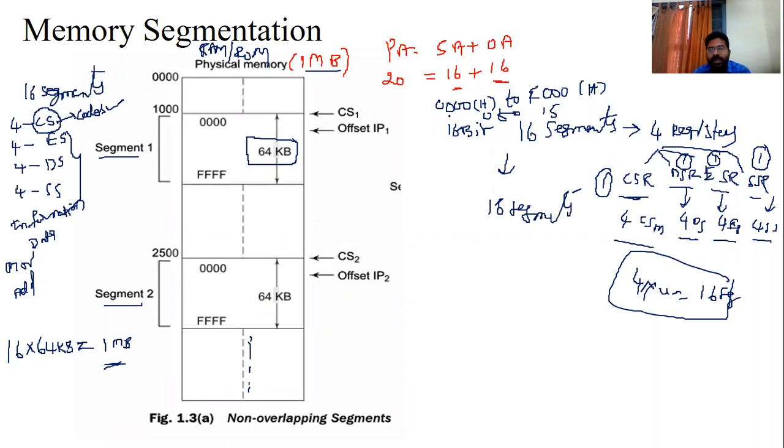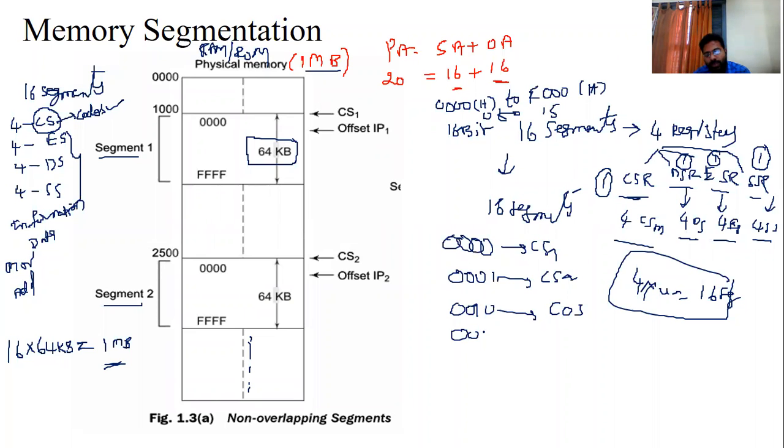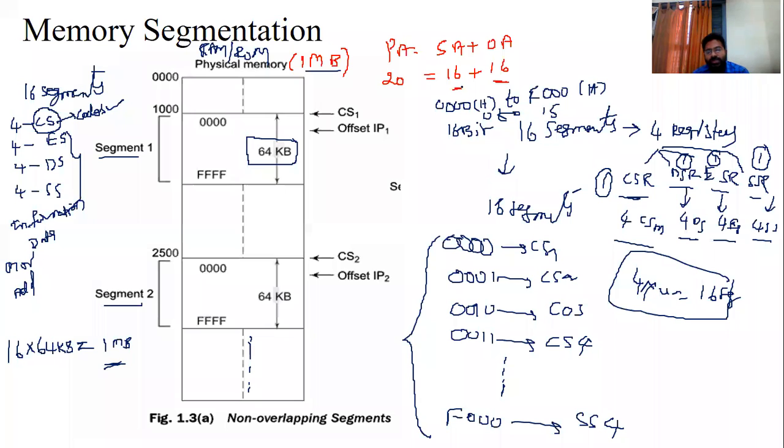A 16-bit address will identify the segments. Suppose 0000 will identify code segment 1, 0001 will identify code segment 2, 0010 will identify code segment 3, 0011 will identify code segment 4, and so on. Suppose F000 will identify the stack segment 4, and so on. So these are the 16-bit addresses. So with these code segments, you get some clarity here.